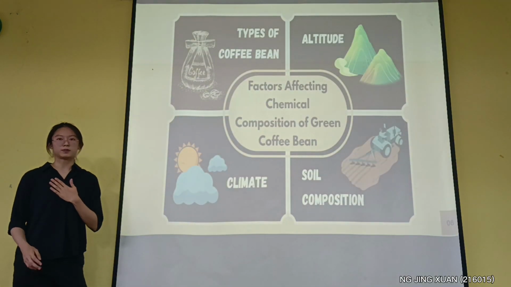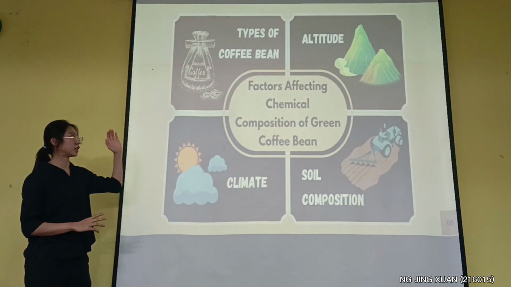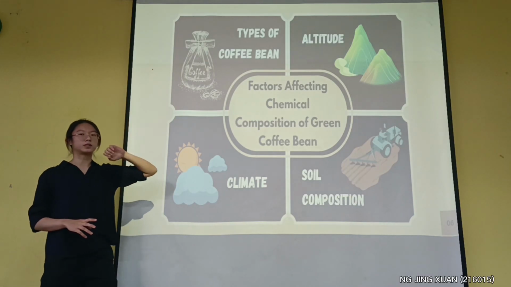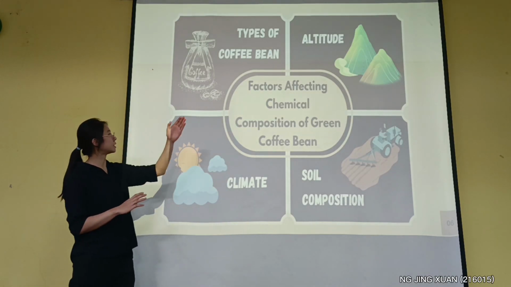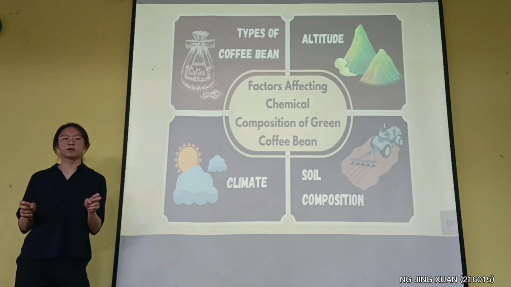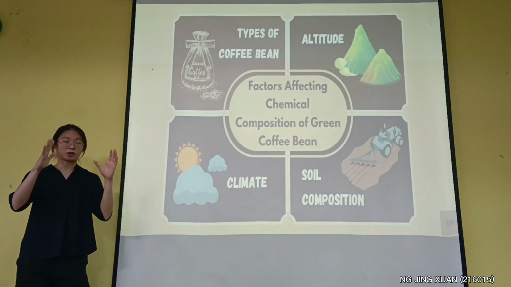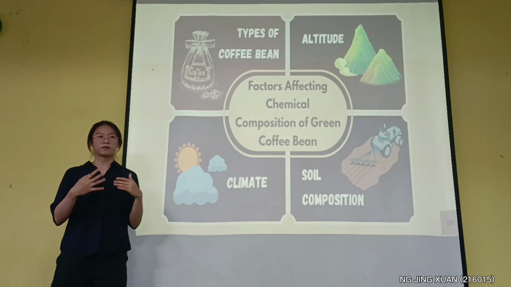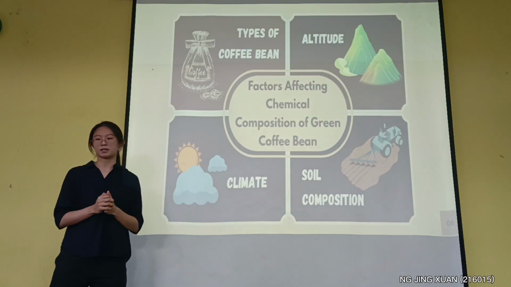So for my part, I will be talking about two major factors, which are genetics, the type of coffee bean, and also the environmental factor, which includes altitude, climate, and soil composition. Just a note, the environmental factor here means the environment where the coffee tree develops its cherry. That's the environment.